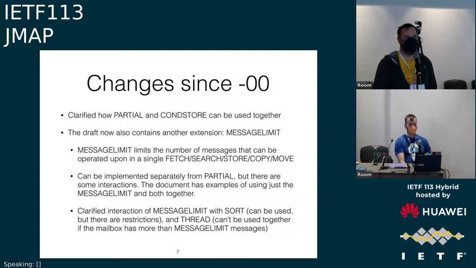So various revisions clarified interaction with sort. I think message limit and sort can be used together, but you either need to have a special index, or you say, well, this mailbox is too big, so I cannot do it. Yeah. Thread and message limit cannot be used together if the mailbox has more than message limit messages. It's just not going to work, because threading doesn't work with partial data, basically. Well, it sort of gives you corrupted threads, which are not very useful. I don't remember. Do I have a next slide?